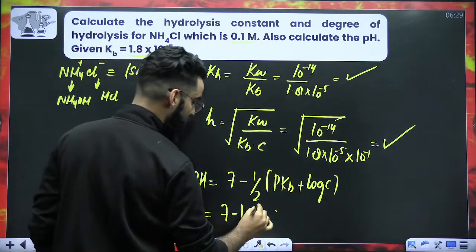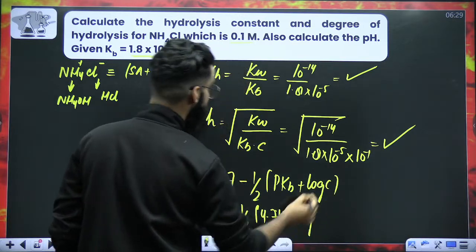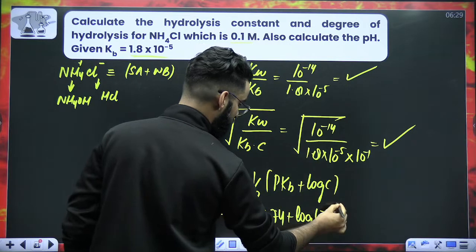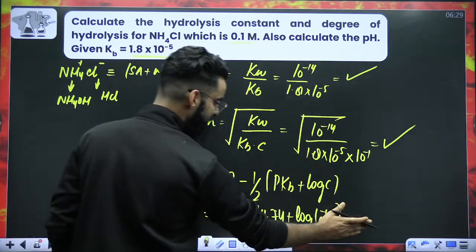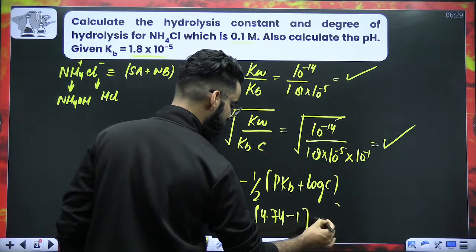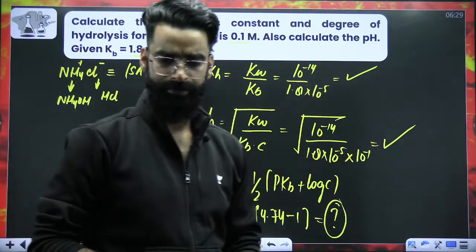Already in the last session I've told you. Minus log of this value is 4.74, plus log of C. C is the concentration of salt. Concentration of salt is 0.1 molar. That means 10 raised power minus 1. So log of 10 raised power minus 1 is directly going to be minus 1, right? So solve it, get the pH of the solution. That's all.